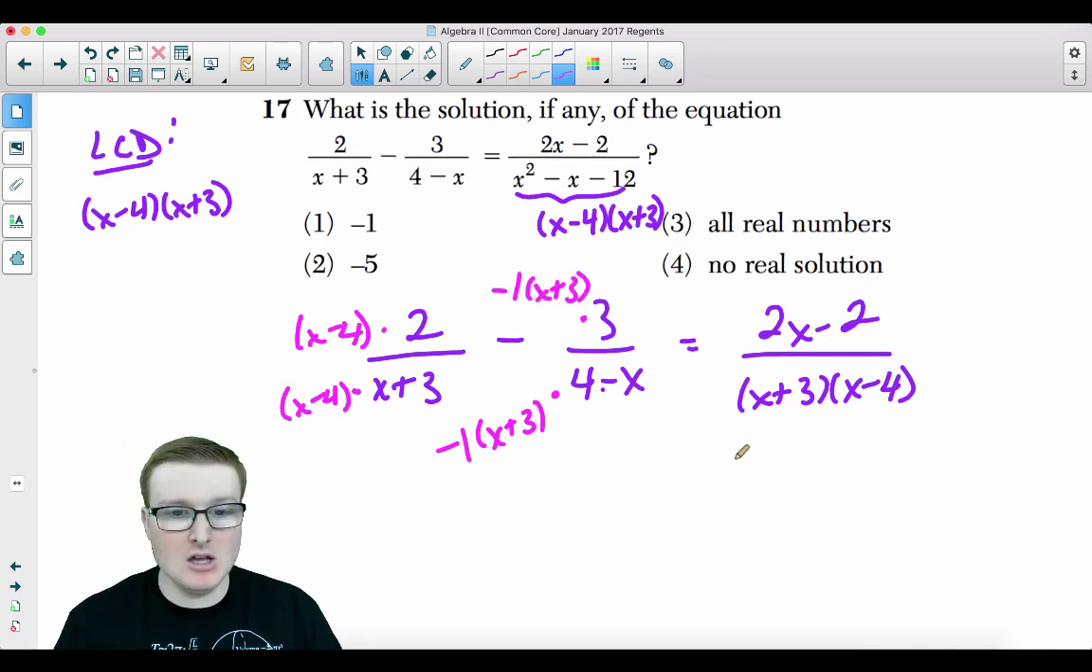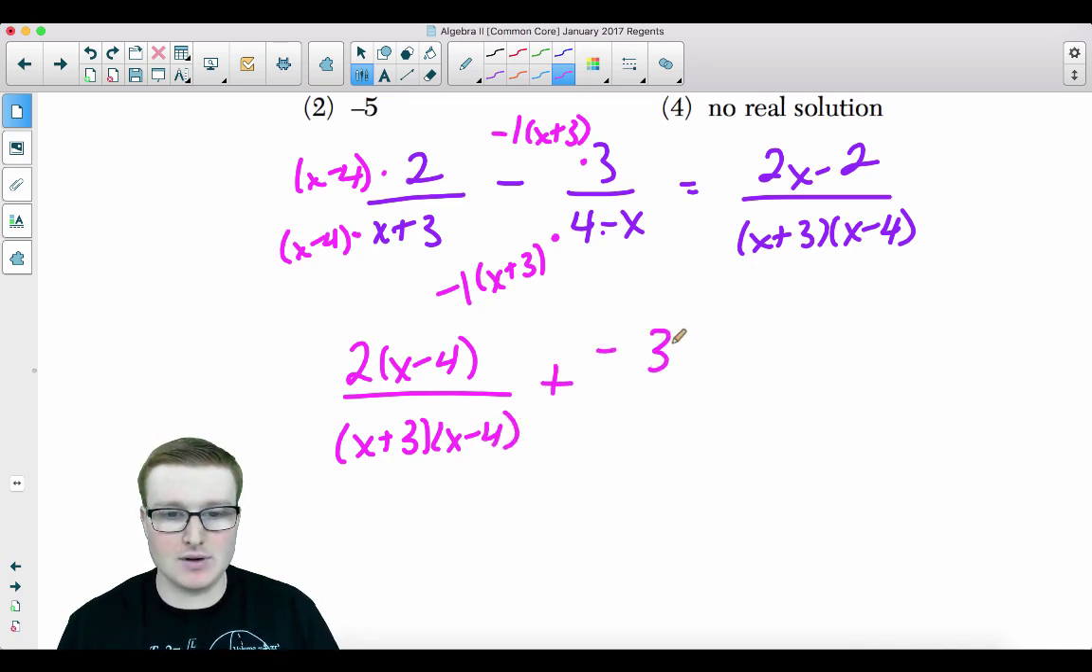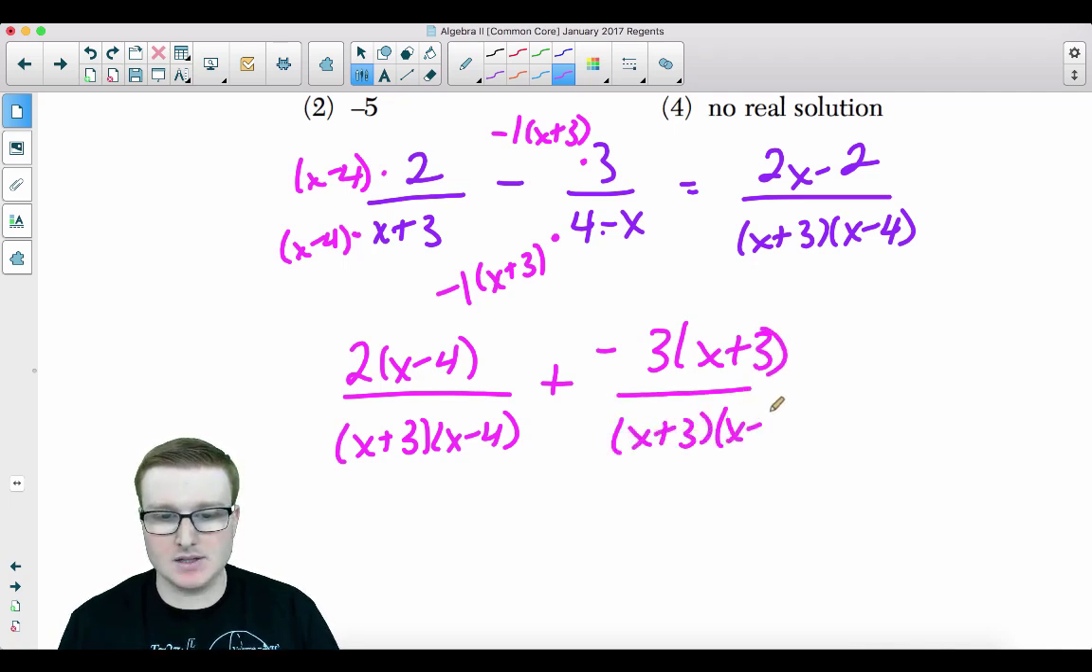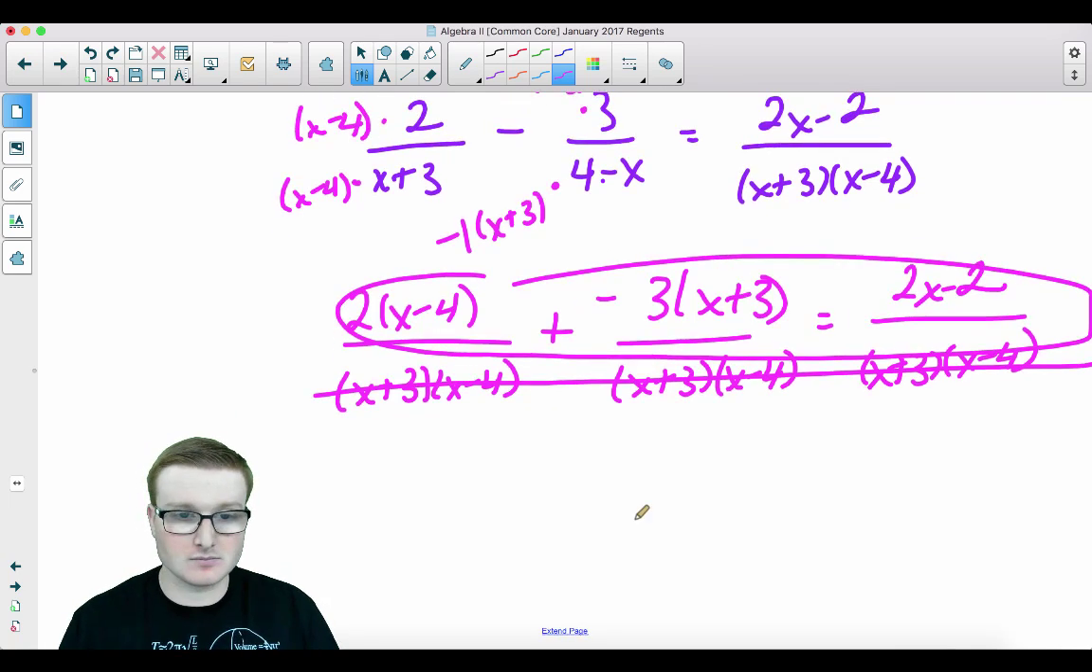We don't need anything. So now we get 2 times x minus 4 all over x plus 3, x minus 4, plus a negative 3 times x plus 3 all over x plus 3, x minus 4, is equal to 2x minus 2 all over x plus 3, x minus 4. When you get the like denominators, cancel all those out, set the top equal to each other, and solve.